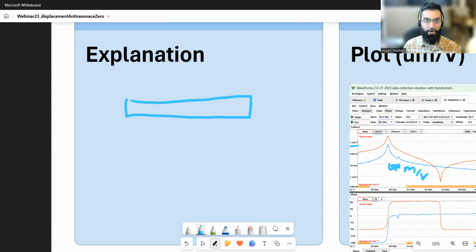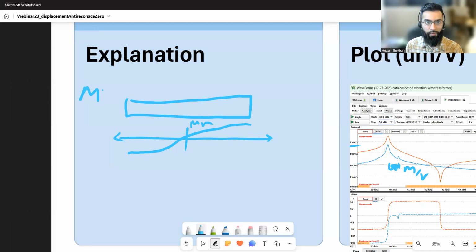So let's take a bar, and maybe some of you are used to seeing, okay, this is the spatial coordinate, and this is the coordinate of microns, let's say. The first resonant mode, the longitudinal resonant mode, looks like this. This is called a half wave, because it is a half wave. So this is called mechanical resonance.